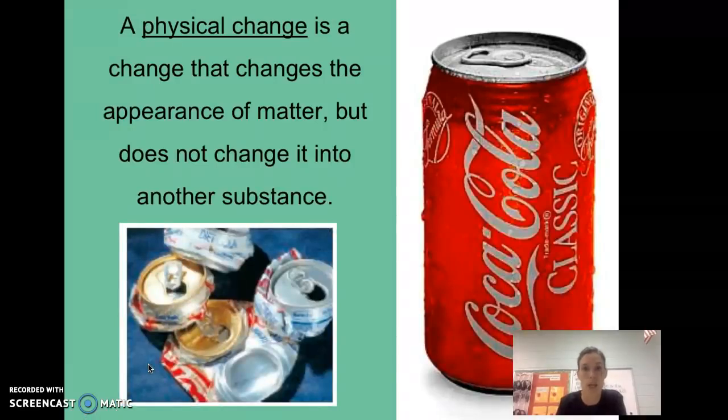All right, a physical change is a change that changes the appearance of matter but does not change it into another substance. And so here we see a Coke can, and it has been smashed. So we're changing the shape. Shape is a physical property of a substance or an object, in which case a soda can is an object, right? We're changing the shape, we're crushing the can, and so that's a physical change.